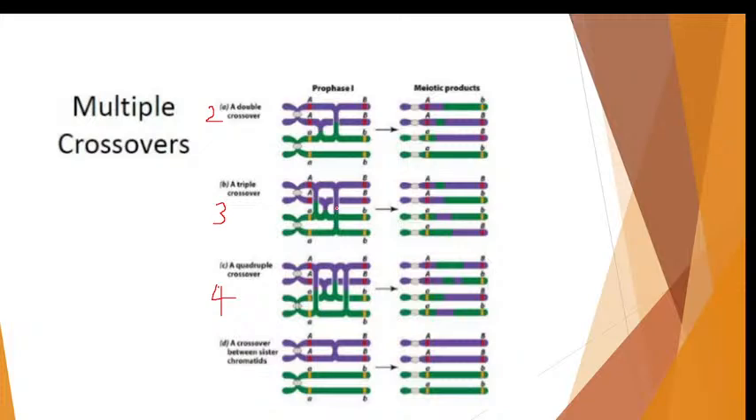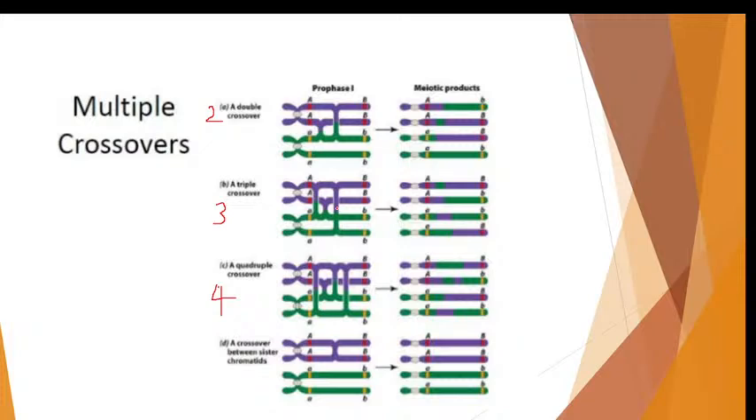Hope it's clear. So the different kinds of crossing over are there based on the number of chiasmata formed. If one chiasma is formed, it is called single crossing over. If two chiasmata are formed, it is called double crossing over. And if more than two chiasmata are formed, it is called multiple crossing over. Then, in double crossing over, based on the number of chromatids involved, it is of three types.